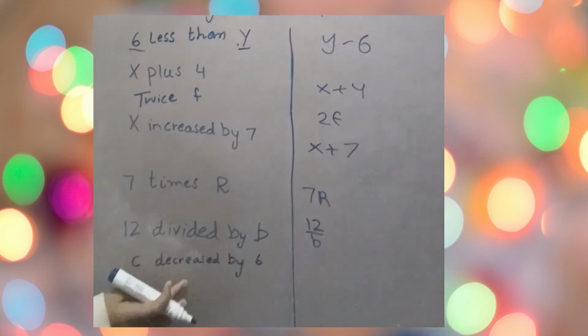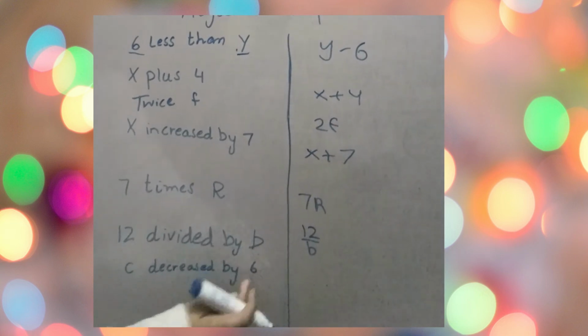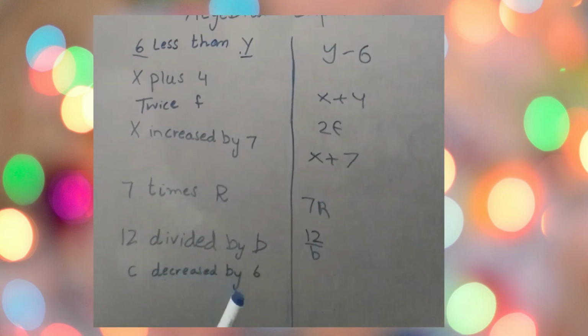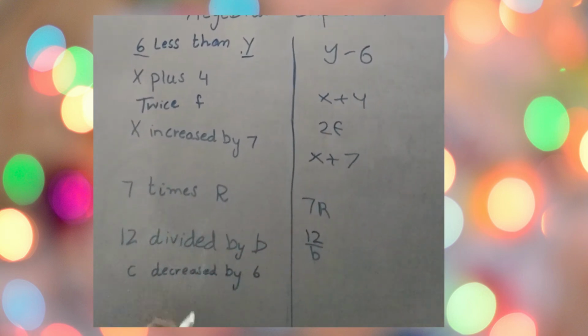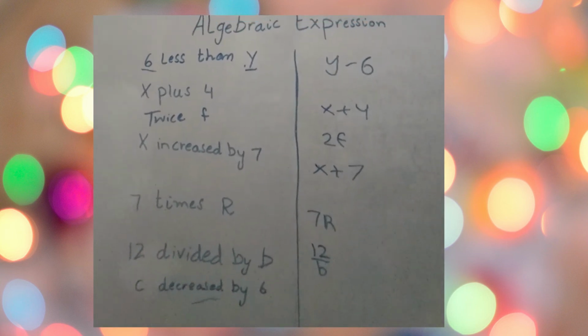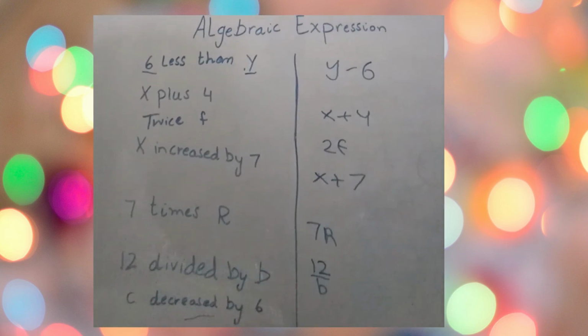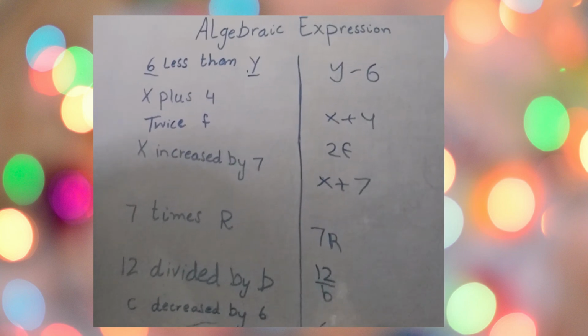Okay, now we have c decreased by 6. This will be c decreased by 6. Decrease by means subtraction. Okay? So these two will stay in this position. This will be c subtract 6.